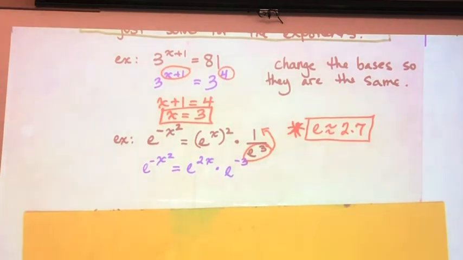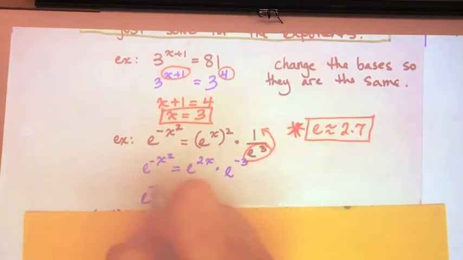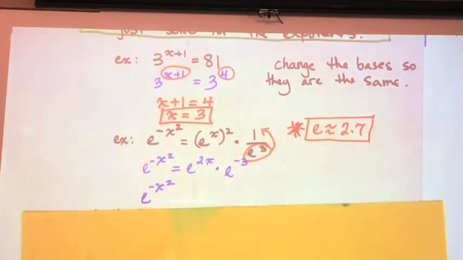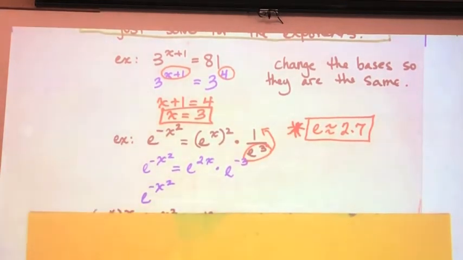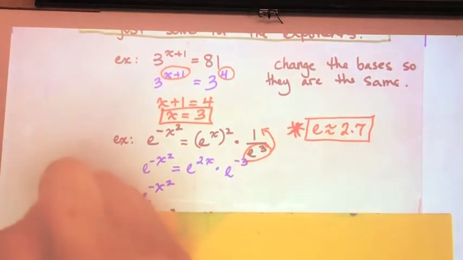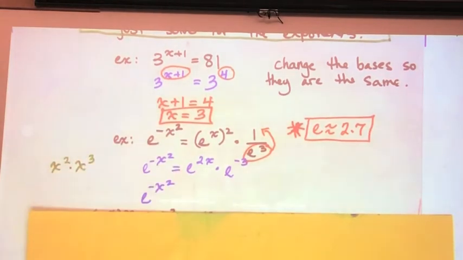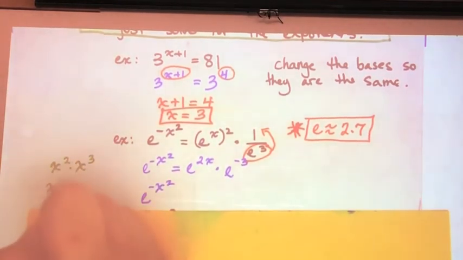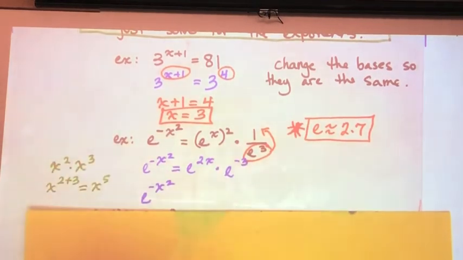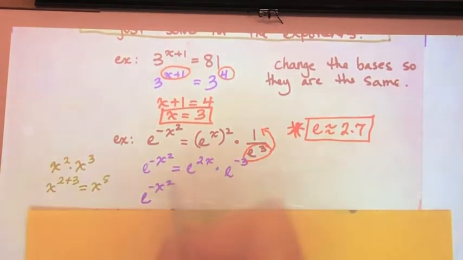Okay, now our bases are all the same, except that here we have 2 bases on the same side. We want to make it into just 1 base. So what do you do when you have bases that are the same that are multiplied together? So for example, if I were to have x squared times x to the 3rd, what do I get? I get x to the 2 plus 3, which means x to the 5th power, right? Same thing here. I can make them into a single base, and then I'm just going to add my exponents.